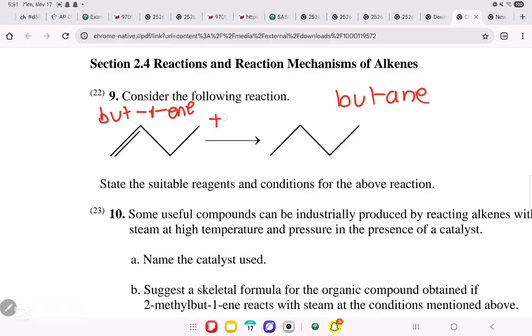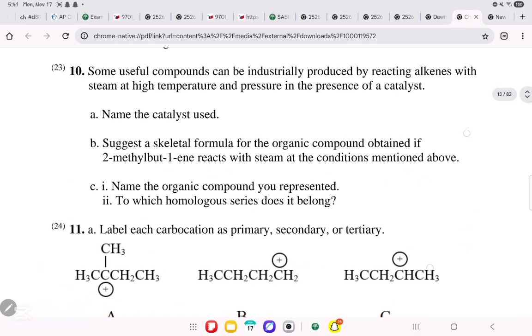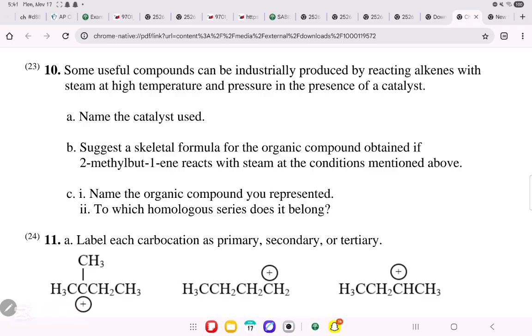So you need to do H2 in the presence of what? In the presence of platinum or nickel. So platinum or nickel and what? And heat. It would give you what? It would give you an alkane. We'll move on to question number 10. Some useful compounds can be industrially produced by reacting alkenes with steam at high temperature and pressure in the presence of a catalyst. So, I'm going to open my notes really quickly.